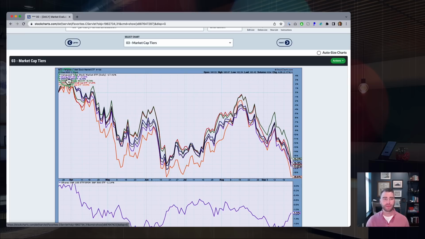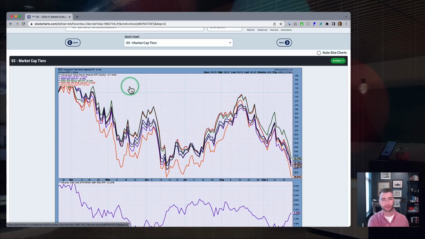In purple, we have the mega caps. That's the S&P 100. In blue, we have large caps, the S&P 500. Green is the mid-cap index, S&P 400. Red is going to be that small cap S&P 600. And then in orange, we have a micro cap index as well. So this gives me a sense of how the markets are doing at different cap tiers.